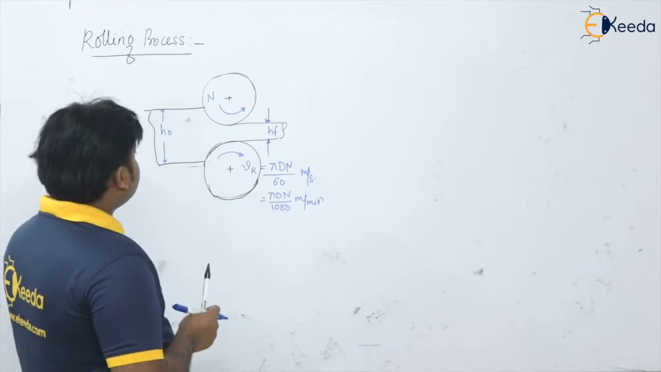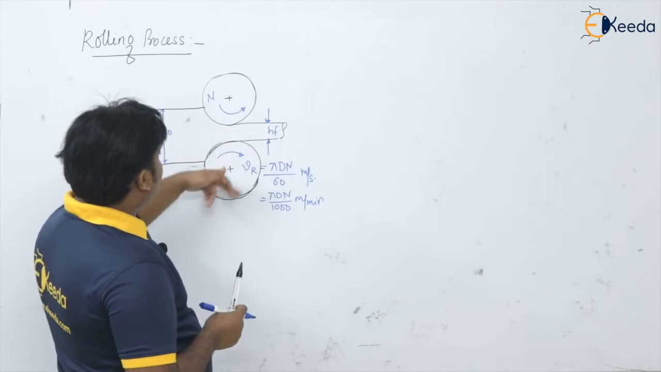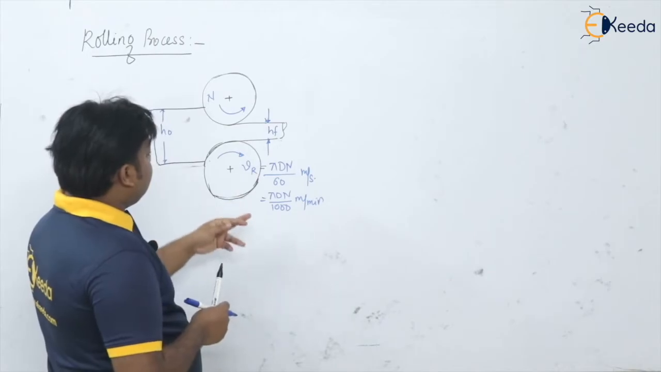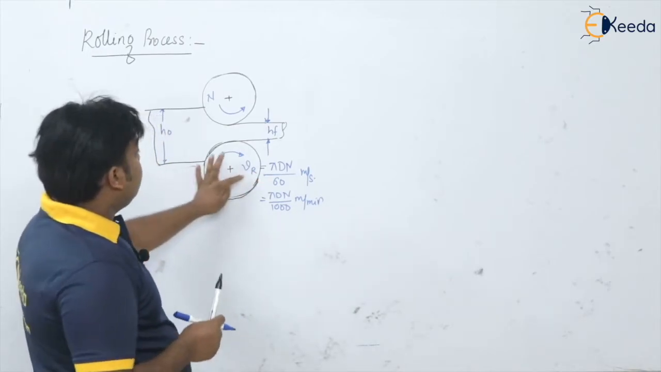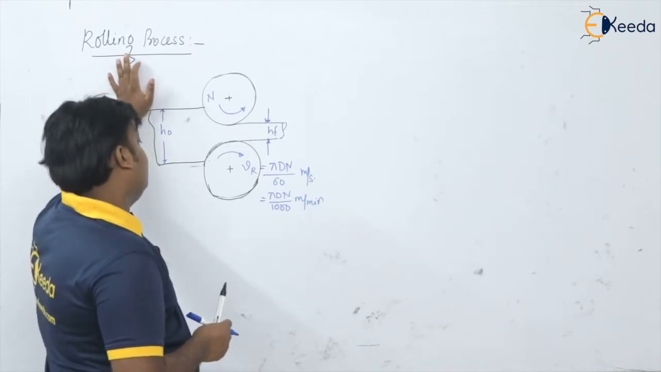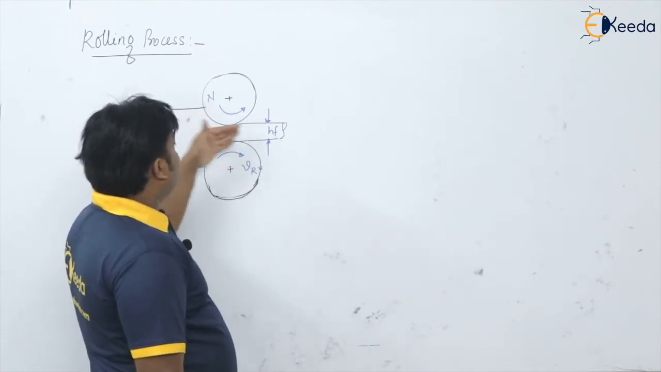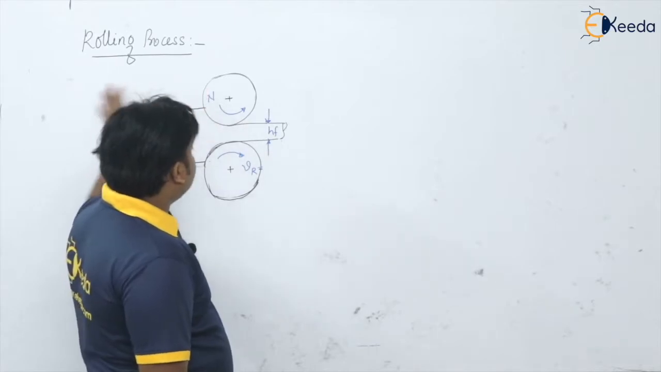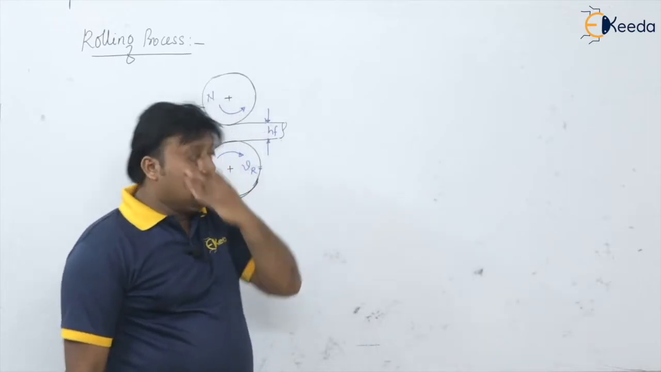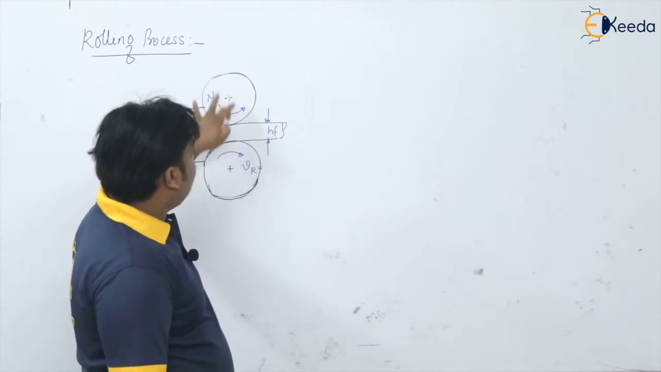And to get the linear velocity of that, we have to multiply pi d N by 60, which is omega, with the radius of the roller, isn't it? So that we can get the linear velocity of the roller. So what is the velocity of the roller here? If it is moving with RPM N, then it is pi d N by 60, isn't it? That should be the velocity of both the rollers.